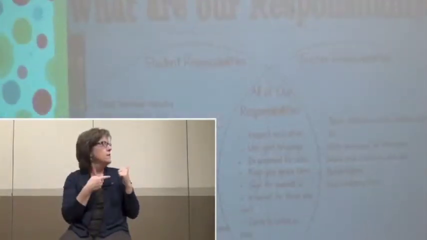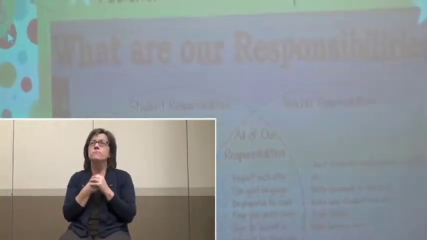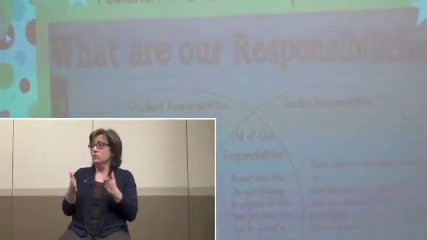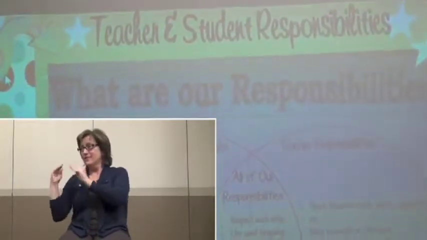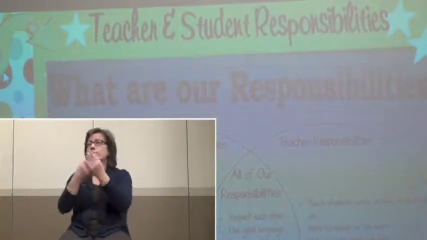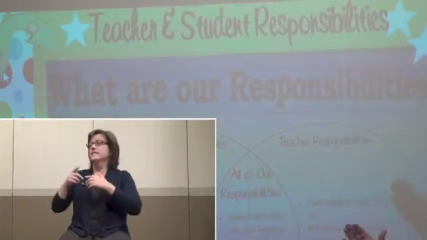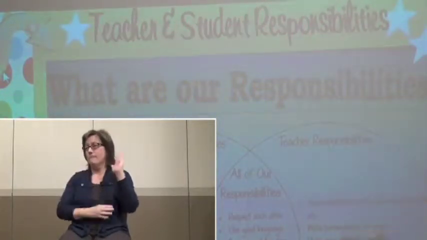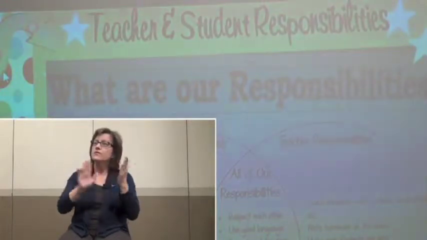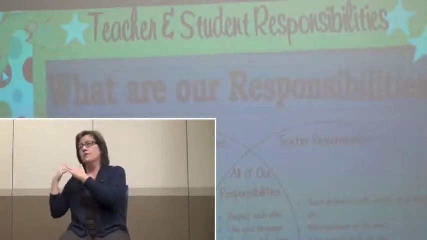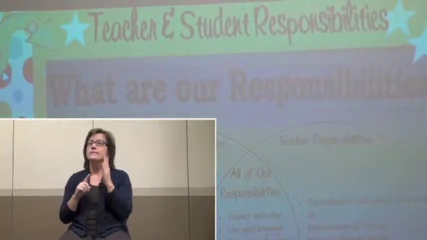This is another one that we did because in the classroom we have responsibilities as well as that the students have responsibilities, and there's some that kind of go for both of us. So we had a Venn diagram and we just had the students list what are their responsibilities, what are our responsibilities as teachers, and what are both of our responsibilities.